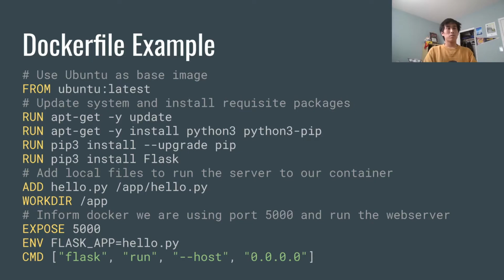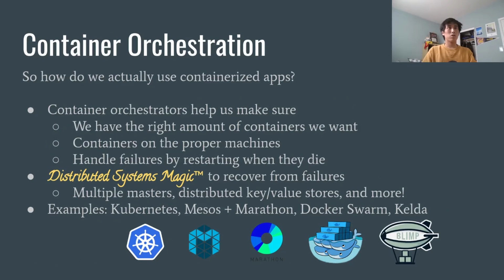So yeah, that's Docker. In the industry, lots of people are using a bunch of containers, and they have thousands or possibly millions of containers to manage. So how do we manage all of it? That's where container orchestration comes in. Container orchestrators help us make sure that we have A, the right amount of containers we want, B, the containers on the proper machines, and C, we handle failures by restarting when they die.